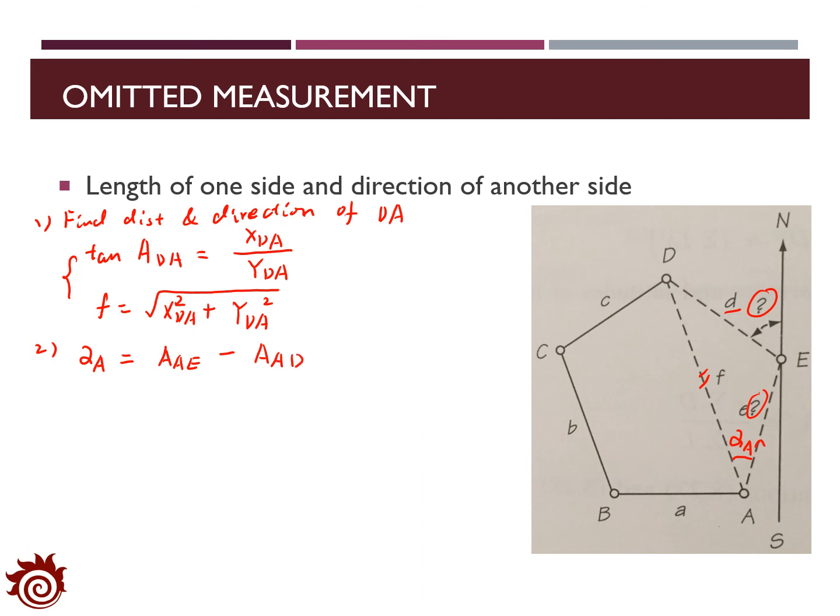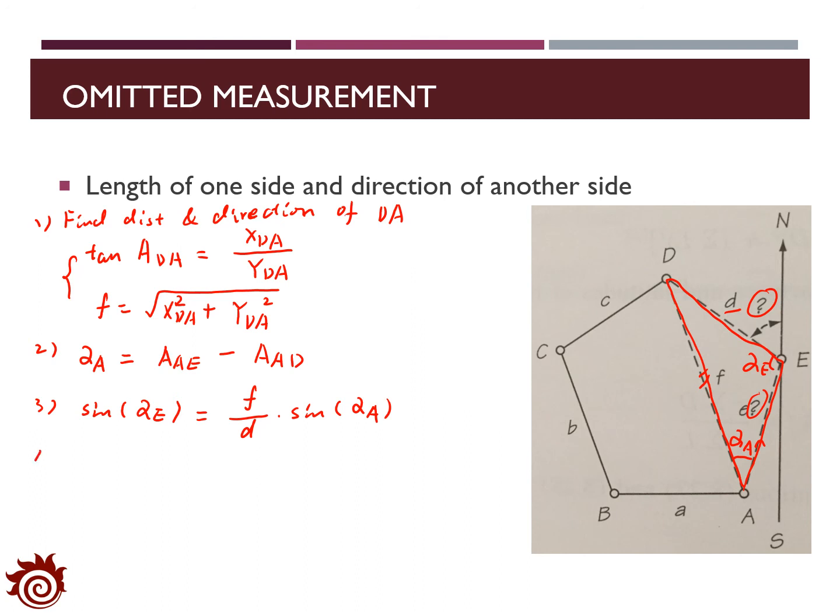In addition, we assume that the angle of AED is alpha E. Then based on the property of the triangle AED, we have sine alpha E equal to f, the length of the segment A to D, divided by the length of D to E, that is D, times sine alpha A. So we are able to identify the direction of E to D.